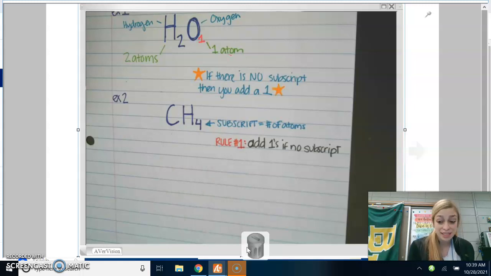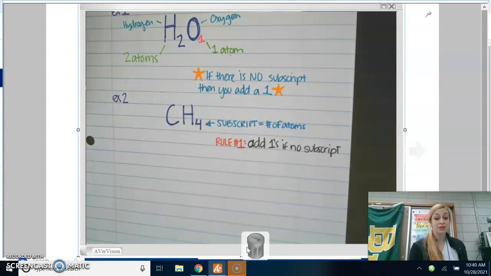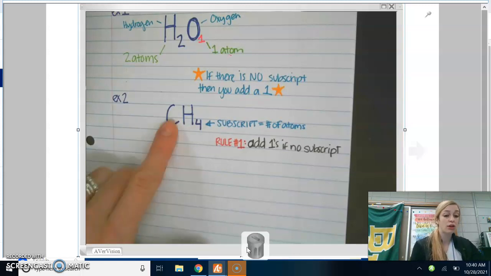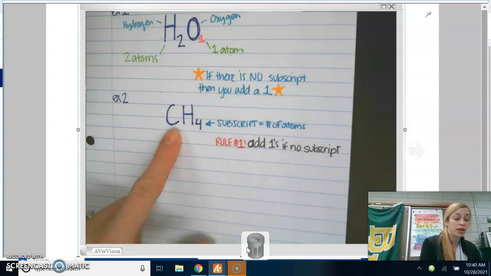How do I know C and H aren't one element on the periodic table? How do I know it's not talking about CH on the periodic table? There are 2 capital letters. They are both capital, so they are 2 separate elements, carbon and hydrogen. So I need to give C a 1. C doesn't have a 1 hanging next to it.